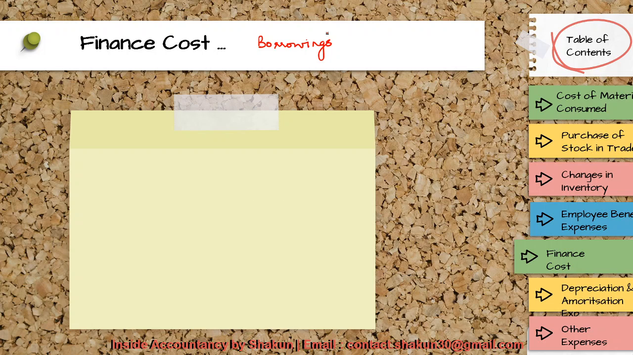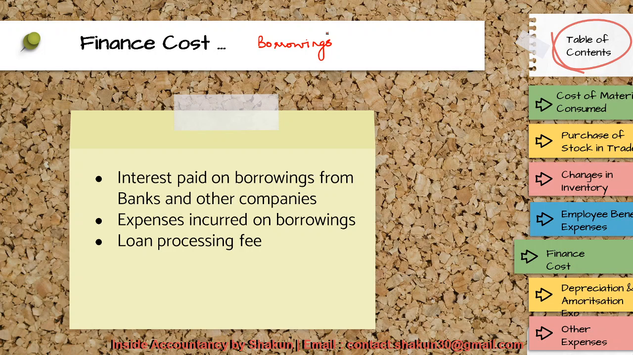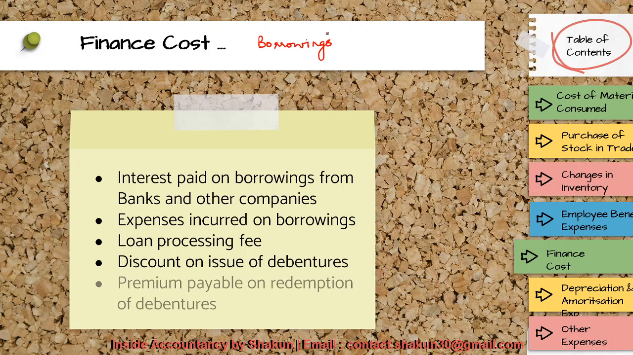Now, what all is included in the finance cost? Interest paid on borrowings from the banks and other companies. Expenses which are incurred on borrowings, meaning that for raising the finance, the expense that you have to incur, the paperwork, formalities, etc. The loan processing fee, any processing fee that you have to pay, that also comes here. Discount on issue of debentures. When we are issuing debentures at a discount, the discount is supposed to be a finance cost, because this cost is incurred at the time of issue of debentures for raising the funds.